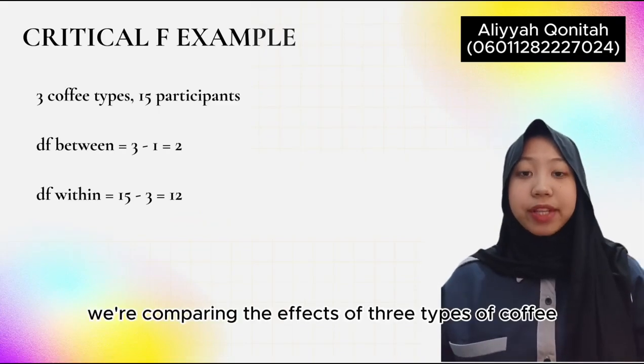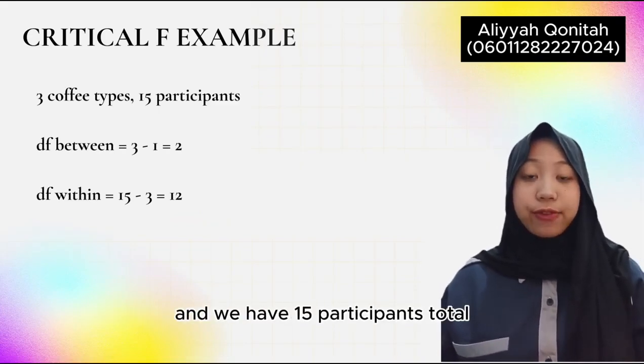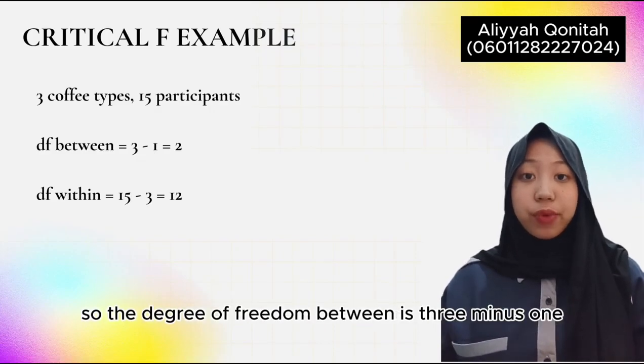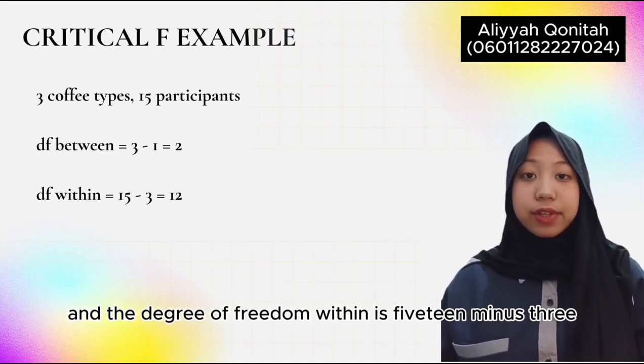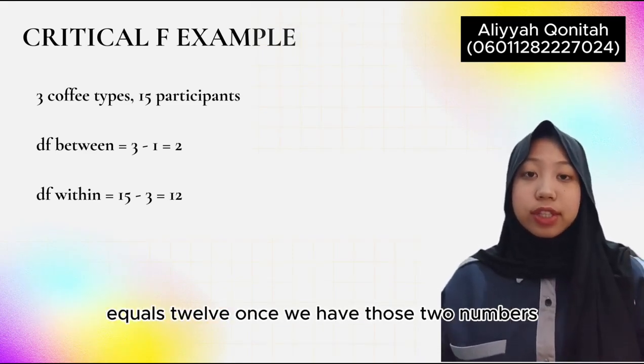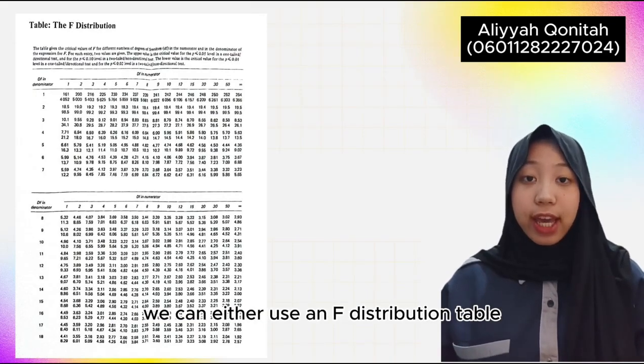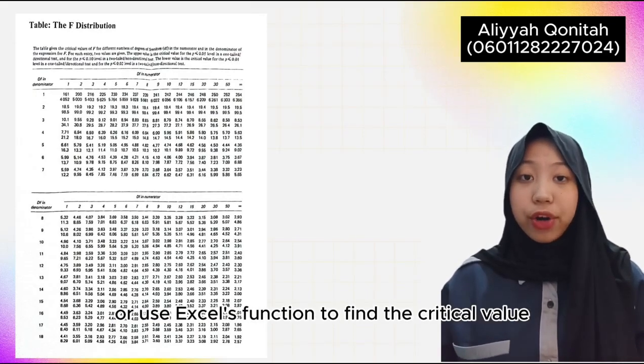Let's say we're comparing the effects of 3 types of coffee on students' focus levels, and we have 15 participants total. So, degrees of freedom between is 3 minus 1 equals 2, and degrees of freedom within is 15 minus 3 equals 12. Once we have those 2 numbers, we can either use an F distribution table or use Excel's function to find the critical value.